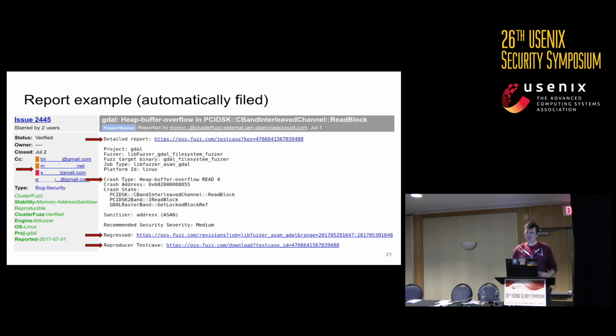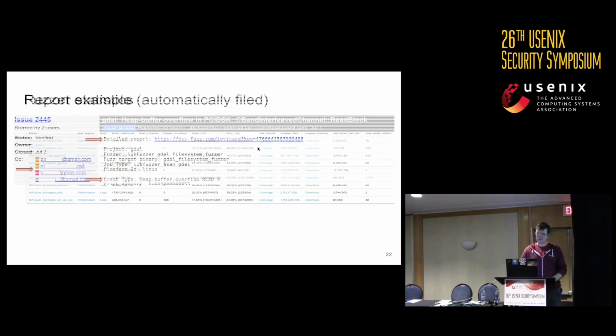Basically, this bug report gives you everything you need to reproduce the bug. It has a link to the input that reproduces the bug. It has the regression range. It has a summary of the bug report. In this case, it's again a heap buffer overflow. The code owners are CC'd, and there is a link to a much more detailed dashboard with the bug details.